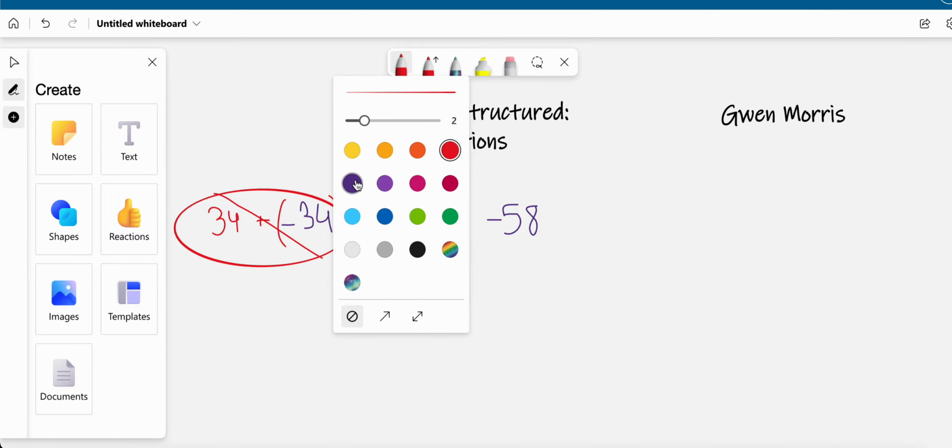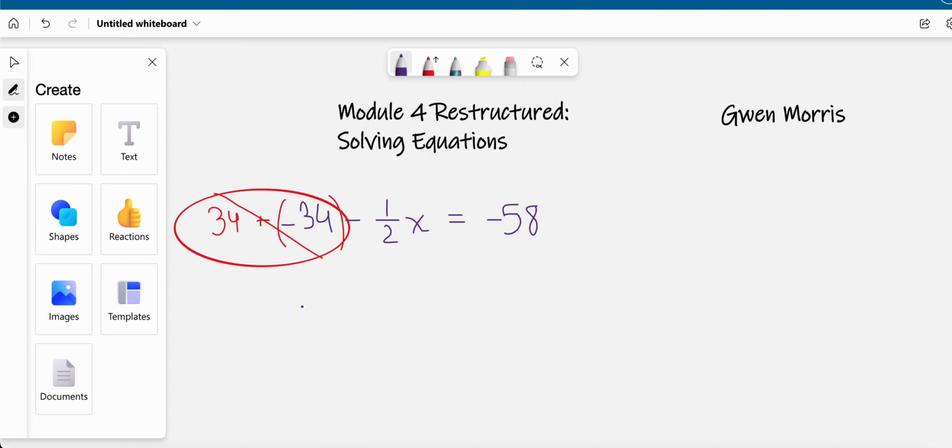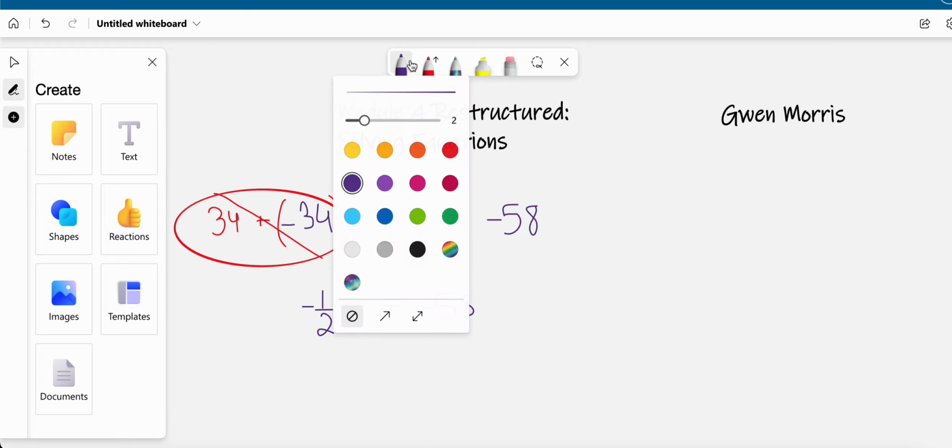So now I'm going to carry down the rest of my equation. So I have negative 1/2 x equals negative 58. Real quick, I noticed that they're both negative. So I could just divide both sides by negative 1 just to eliminate the negative there. However, I'm just going to do it all in one step.